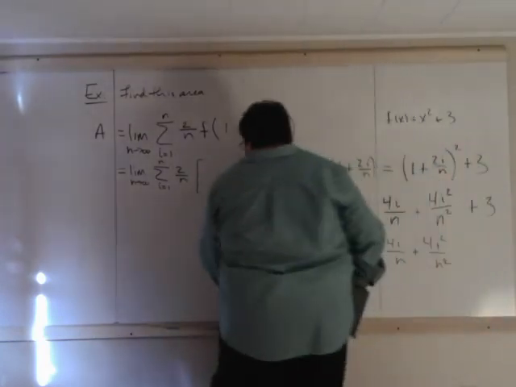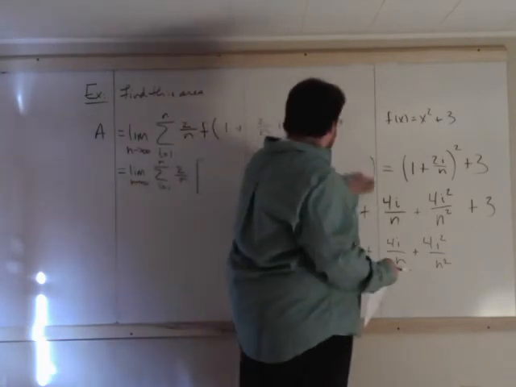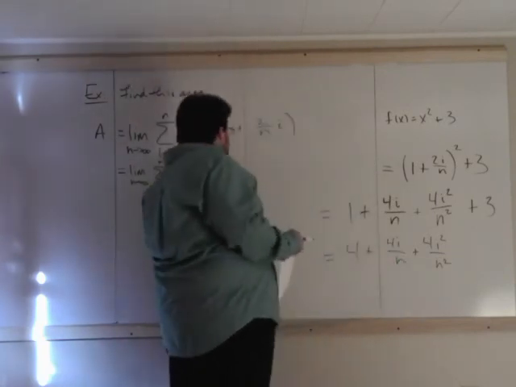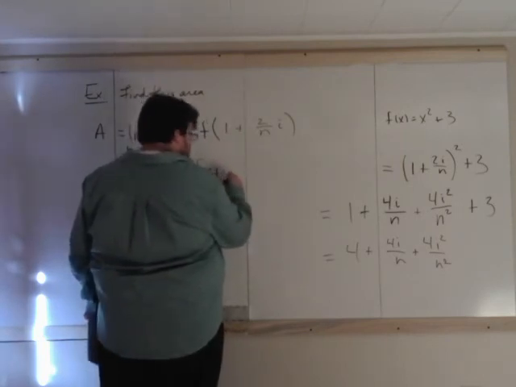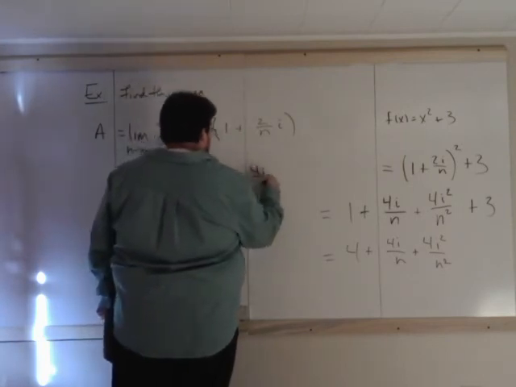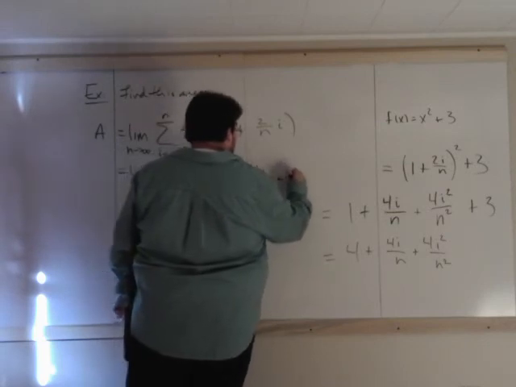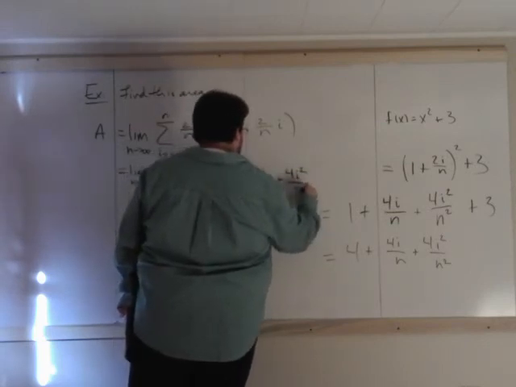So let's just write that down over here and see what happens. We needed f of 1 plus 2i over n, and we found it: 4 plus 4i over n plus 4i squared over n squared.